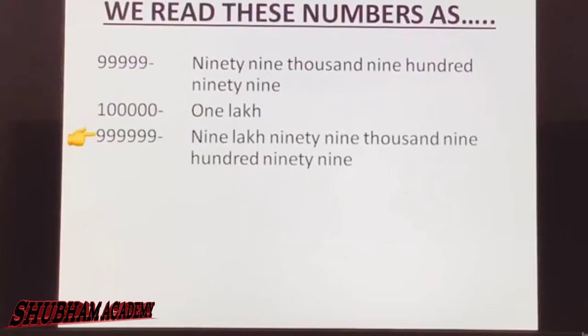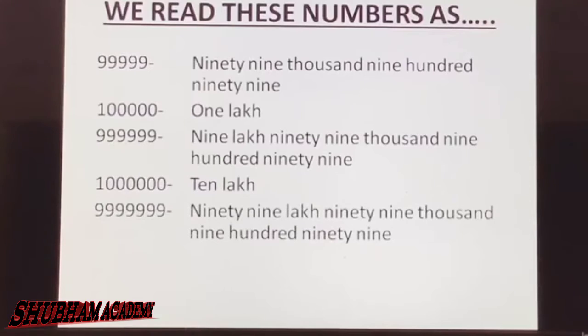Now here we have 6 nines. It is 9,99,999. Now we have 1 followed by 6 zeros. This is known as 10 lakhs. Here we have 7 nines, 99 lakh 99,999. 1 followed by 7 zeros, 1 crore.